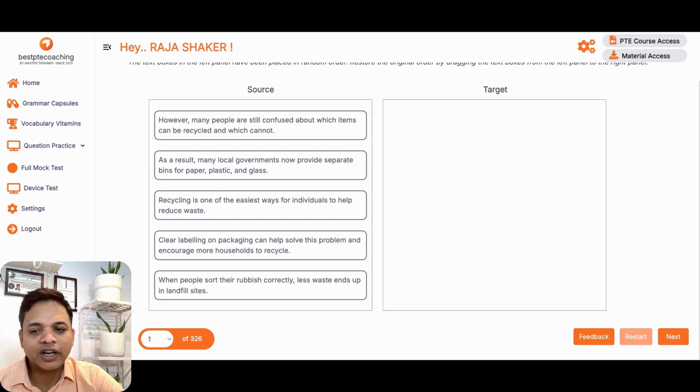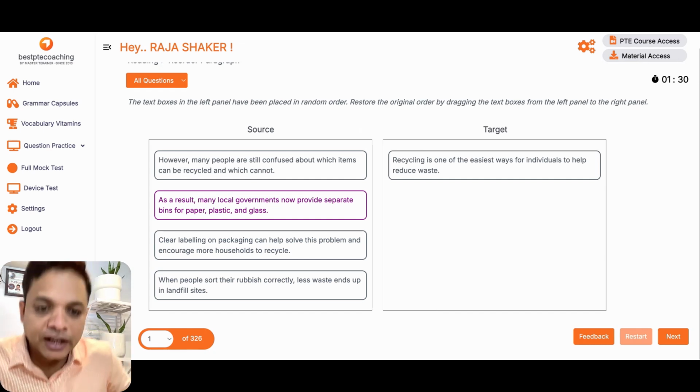Local government now provides separate bins for plastic. Okay, all right. Recycling is one of the easiest ways for individuals to help reduce waste. Here I understood it is about recycling, and this looks like a proper, excellent topic sentence. I'm not ruling out the chance of the other two getting correct. Clear labeling on packaging can help solve this problem. Which problem? Encourage households to recycle. Okay, when people sort their rubbish correctly, less waste ends up in landfills. Okay, sorting is important. So I'm going with the number 3 sentence, which is my topic sentence.